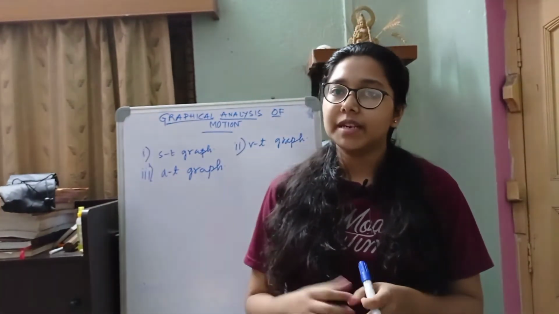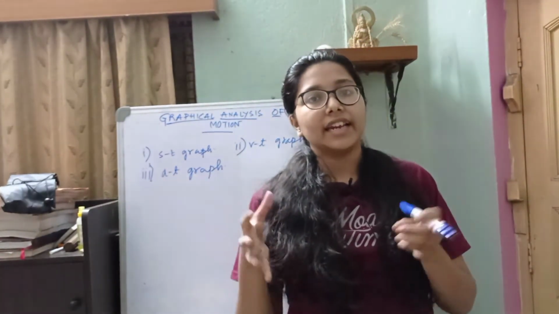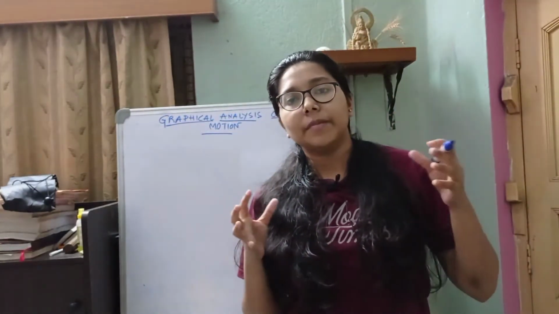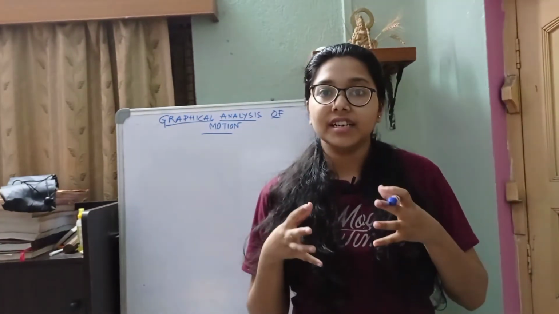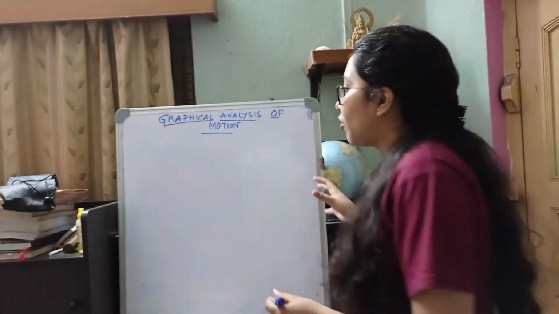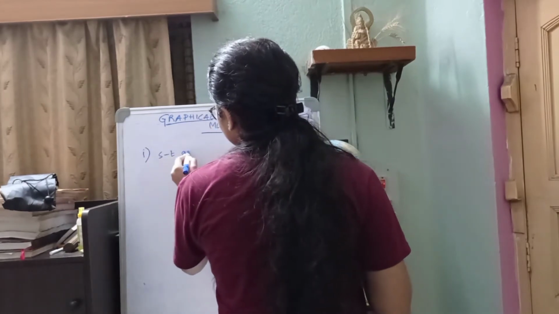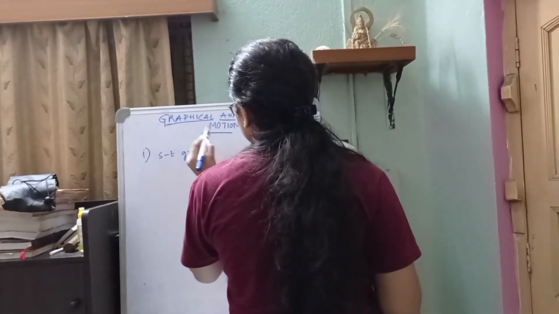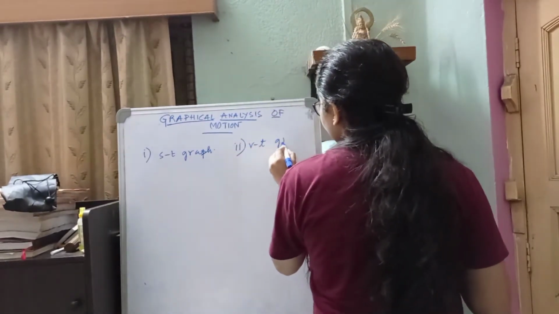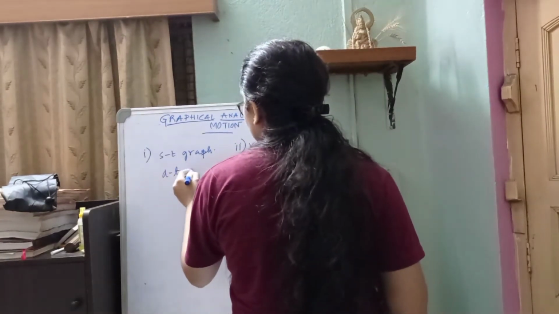So today we will be beginning with the graphical analysis of motion and continuing with motion in 1D. In graphical analysis of motion, we will be mainly dealing with the different types of graphs. Most importantly, first is the distance time graph, then the velocity time graph, as well as the acceleration time graph.